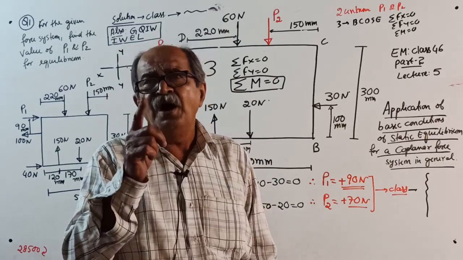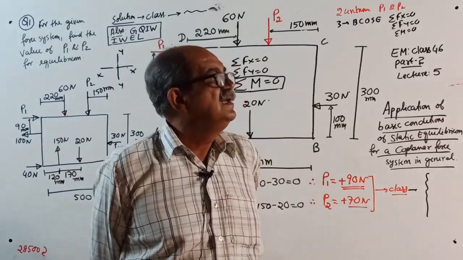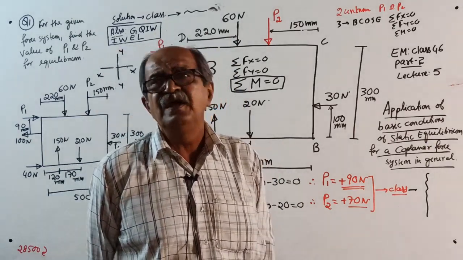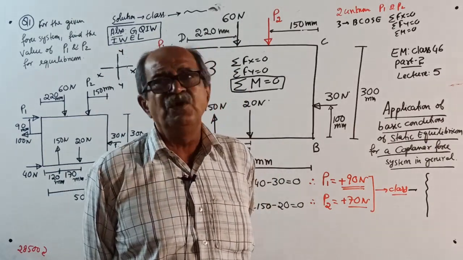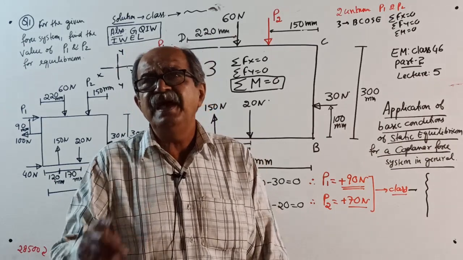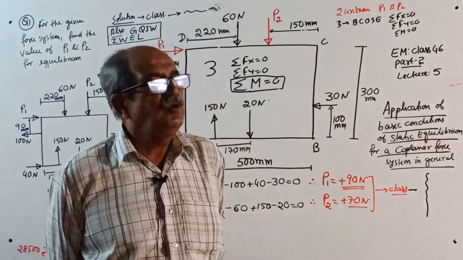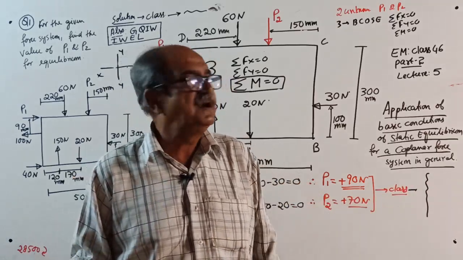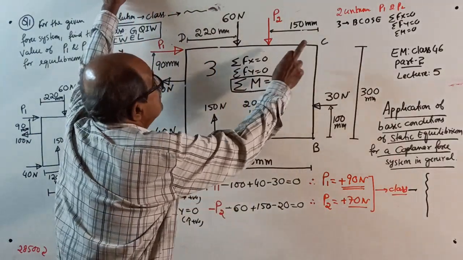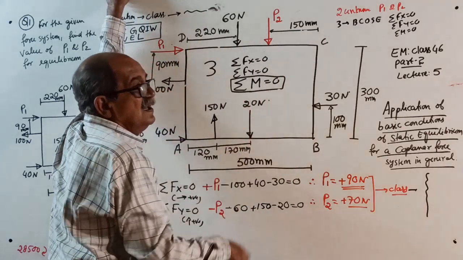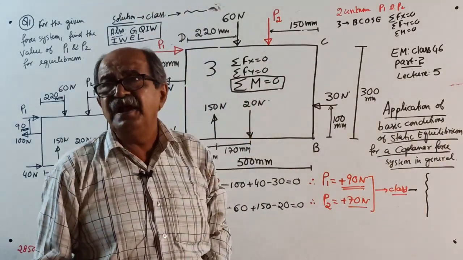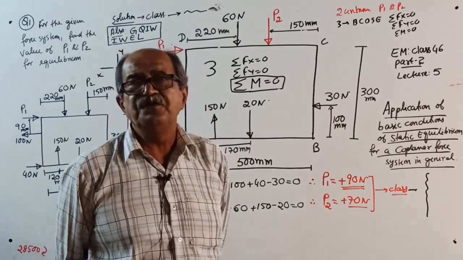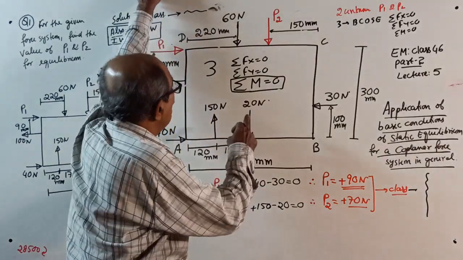If it is not applicable, leave it. In a concurrent force system, we do not use sigma M equal to 0 because it is not applicable. All the forces are passing through one point. There, two unknowns is correct. In a concurrent force system, two unknowns, two conditions. But here, two unknowns but three conditions. In structural analysis later, the structure would become an unstable structure. It is nonsense.